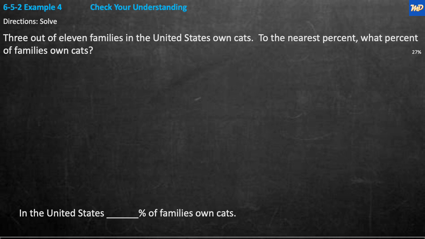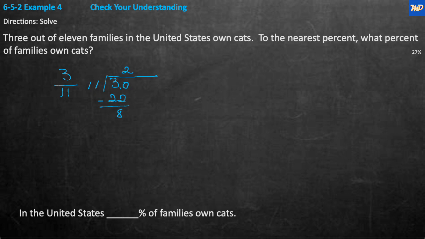So we have 3 out of 11. 3/11ths in the United States own cats. So now we want to convert this to a percentage. So we're going to say 3 divided by 11. I'm going to put a decimal point right there and at least a 0 because I know the 11 is not going into the 3. The 11 will go into 30. So that's a good place to start. So 11 goes into 30 how many times? 2 times. 2 times 11 is 22. 30 minus 22 is 8.